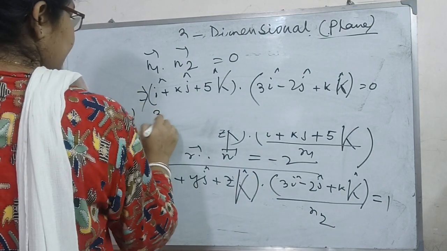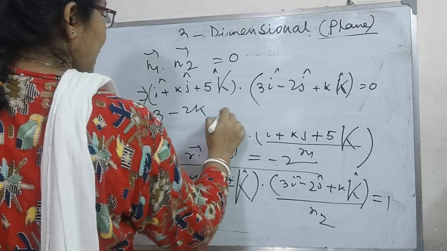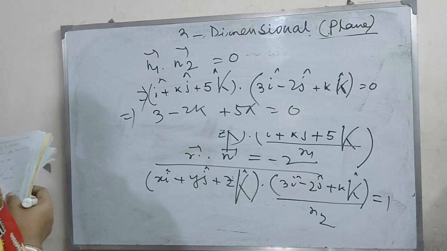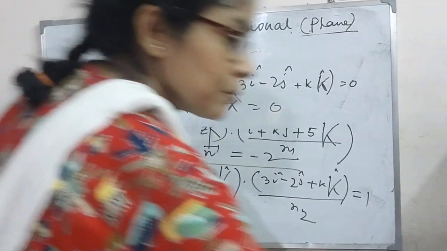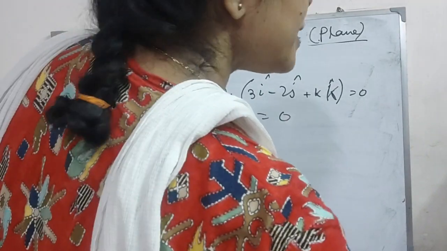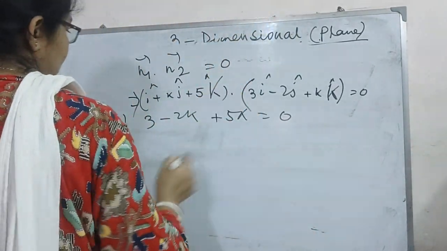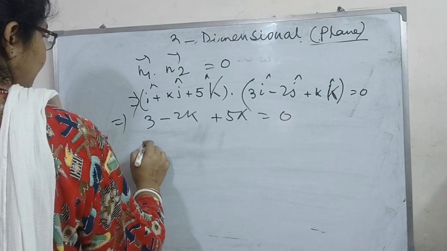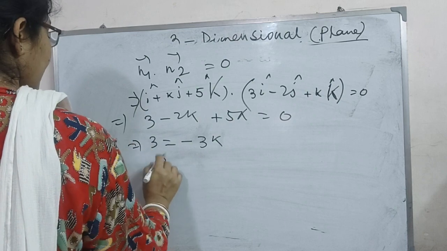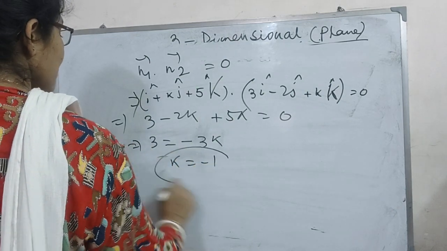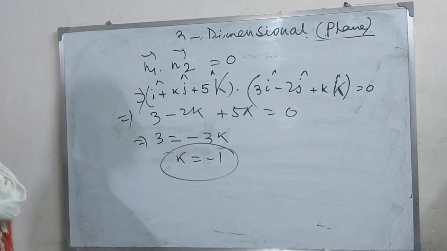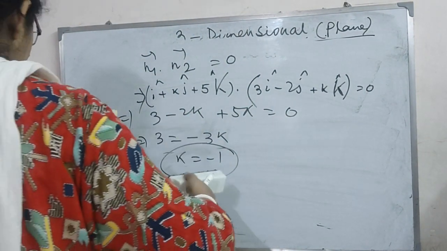3 - 2k + 5k = 0. When two planes are perpendicular to each other, then n1 dot n2 equals 0. From here, 3 = -3k, so k = -1. And for this value of k, these two planes are perpendicular to each other.